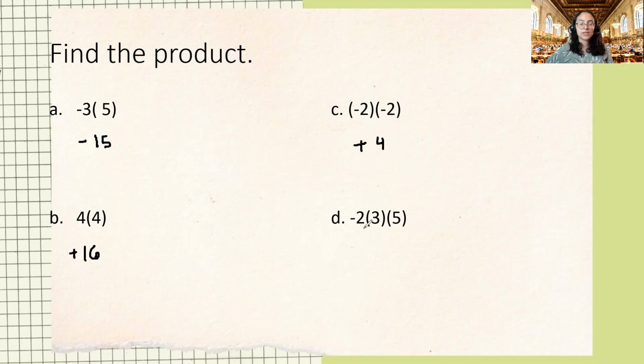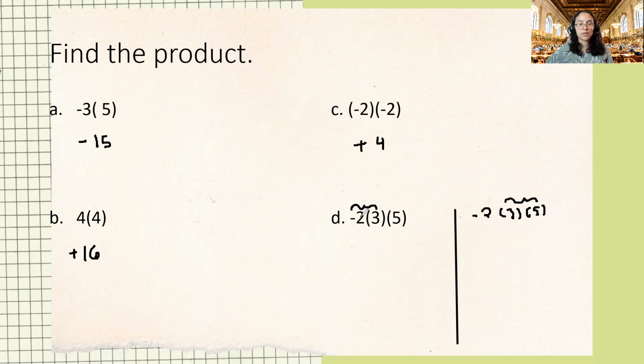For D, we have -2 times +3 times +5. For this problem, you can go about this in two different ways, which is what we're going to learn in the next slide about the associative property. We can start our multiplication with -2 times 3, or we can start with 3 times 5. Sometimes that negative sign can be a bit intimidating, so students would like to start with the positive numbers, and that's completely fine. You can do both ways and you'll still get the same answer.